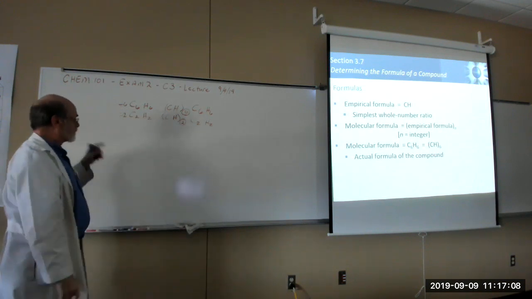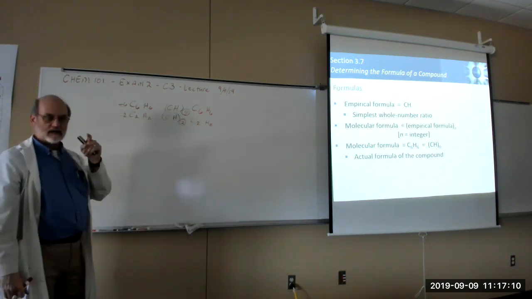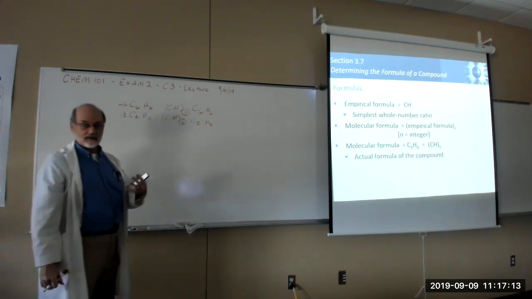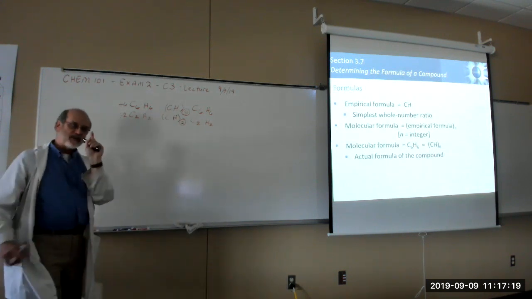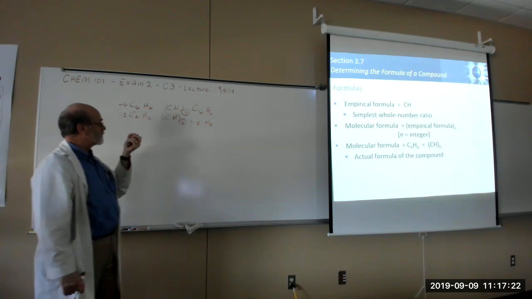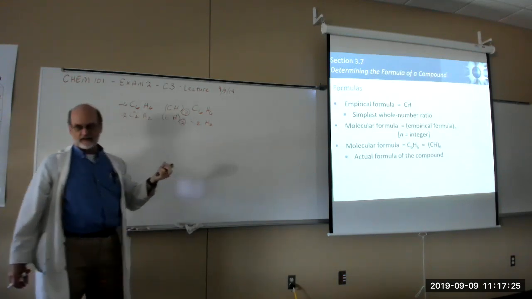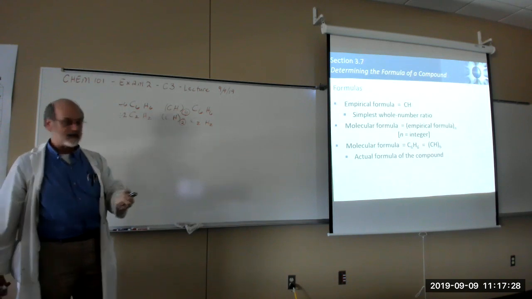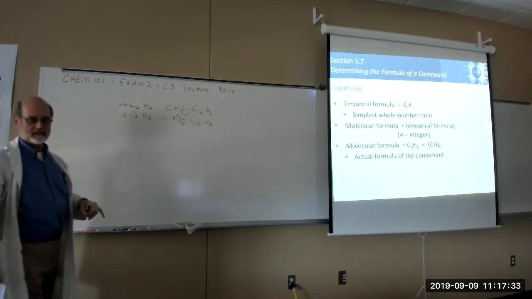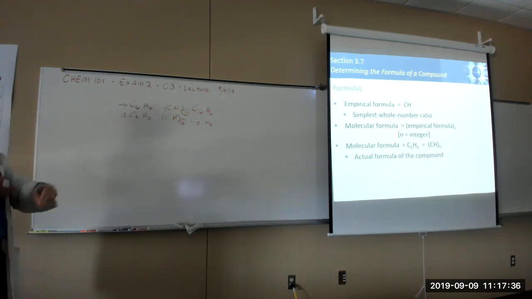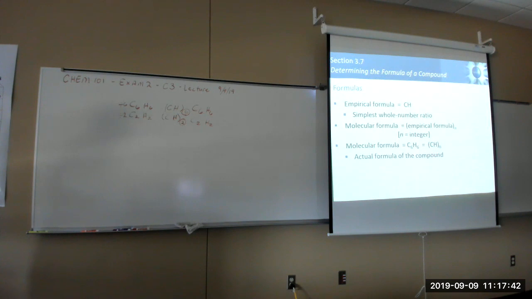So what we need to do is first use our data, the percent composition that's given, to find out what the empirical formula is. Then we need another piece of information that tells us the molar mass of that compound. And then we can use the molar mass to tell us what this value is, and that will give us the molecular formula. So we're going to run through the steps, try to get through them before I run out of time.